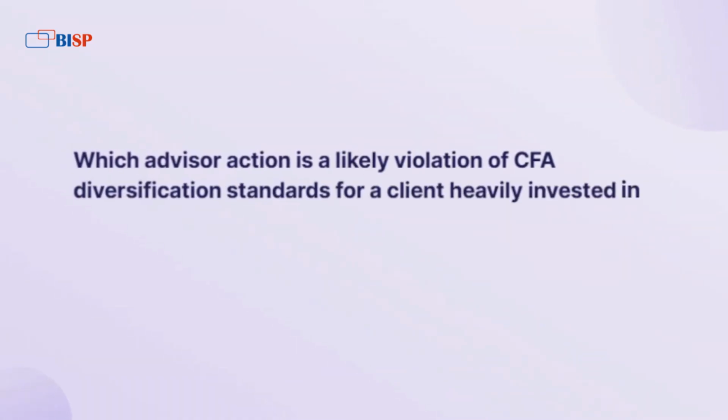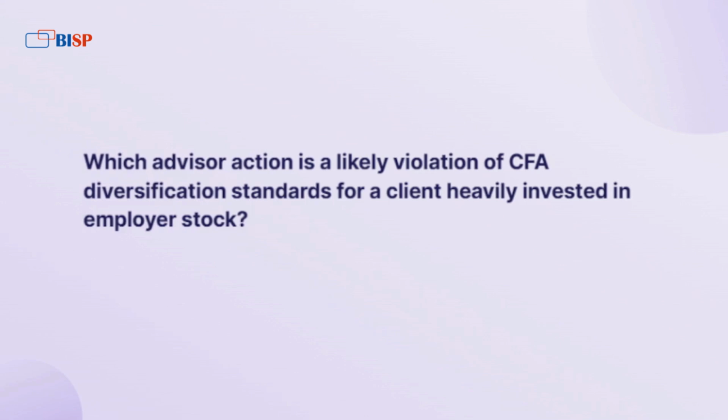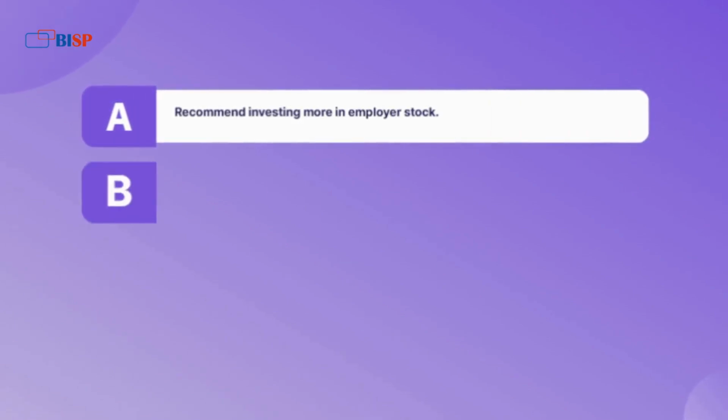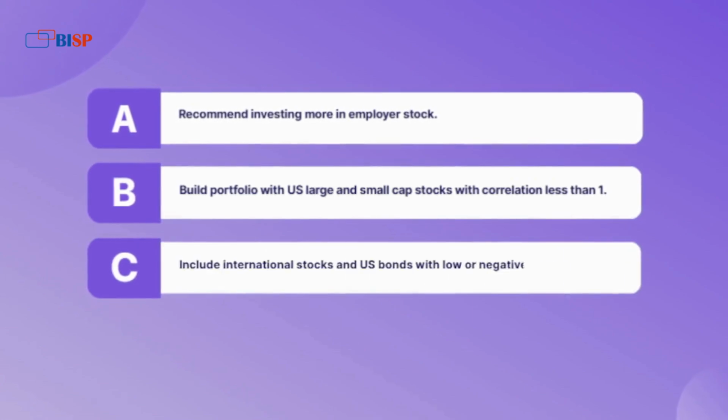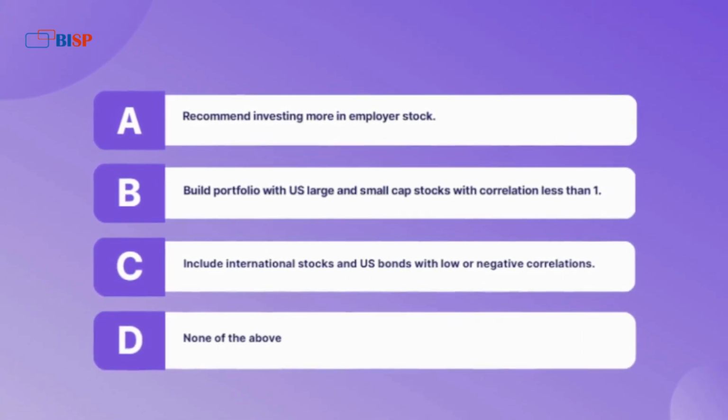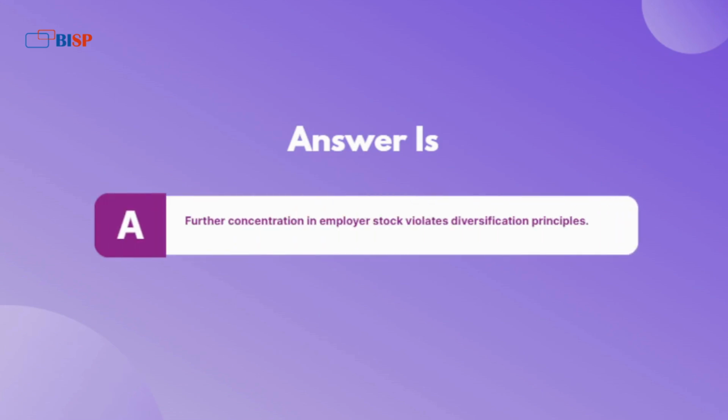Which advisor action is a likely violation of CFA diversification standards for a client heavily invested in employer stock? A. Recommend investing more in employer stock. B. Build portfolio with U.S. large and small cap stocks with correlation less than 1. C. Include international stocks and U.S. bonds with low or negative correlations. D. None of the above. Answer is A. Further concentration in employer stock violates diversification principles.